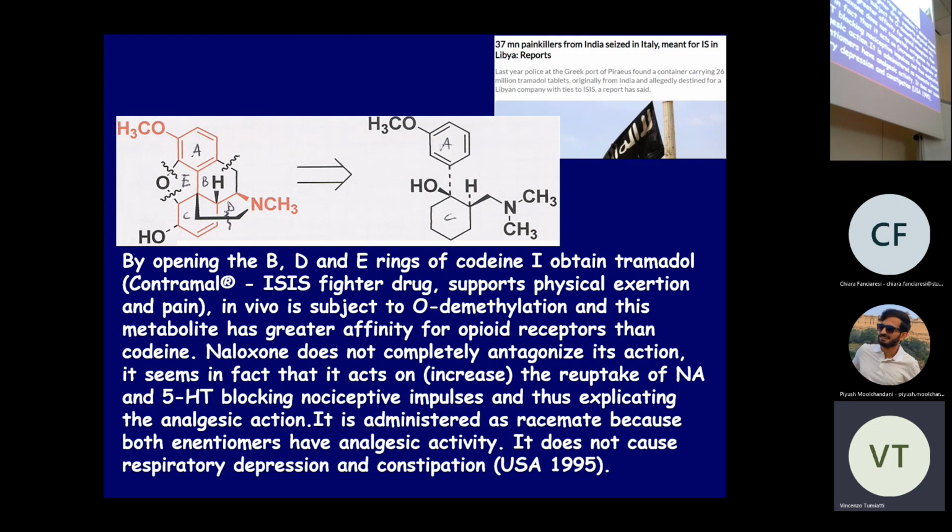But also by ISIS fighters. Currently, all of these drugs are also used legally and are legal. But also it is synthesized in Syria, in those regions, in very, very high quantities because they can sell this compound on the market, the illegal market, of course.